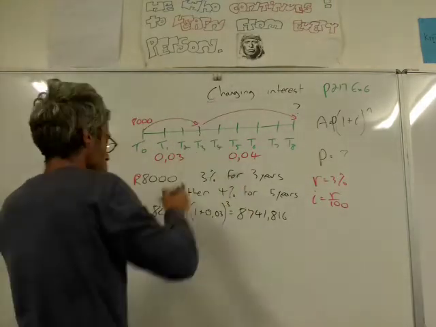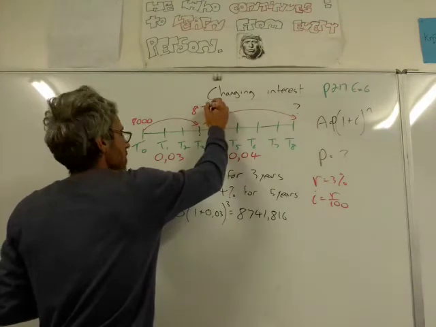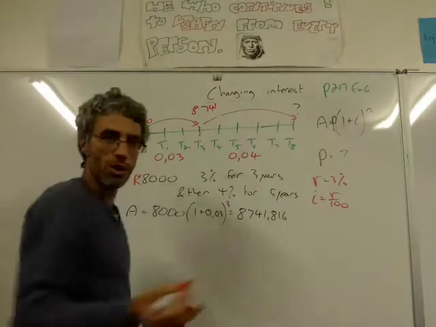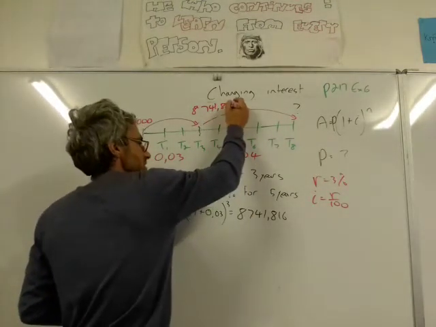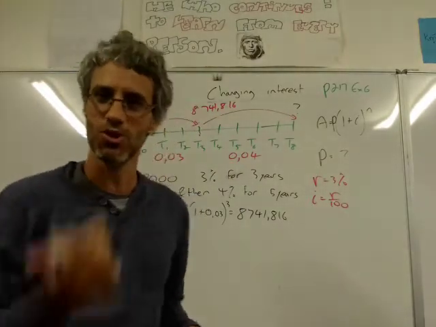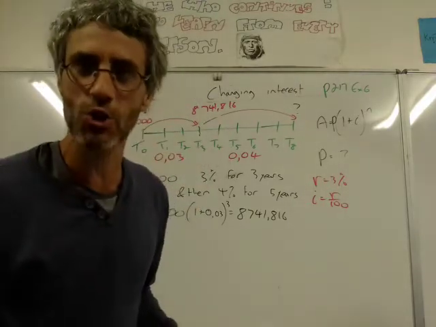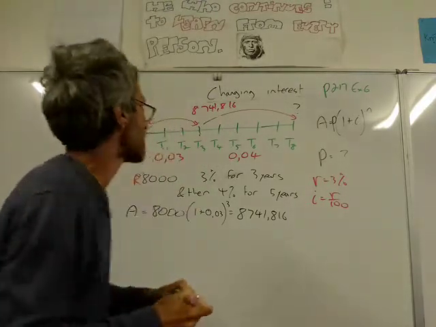So now I know after 3 years I have 8,741.816, and because I don't want to round it up, I'm going to write as many decimal places as I can. At least 3 or more, because normally the answer at the end should be in 2, so if I go one more extra halfway through, hopefully I won't mess that up.